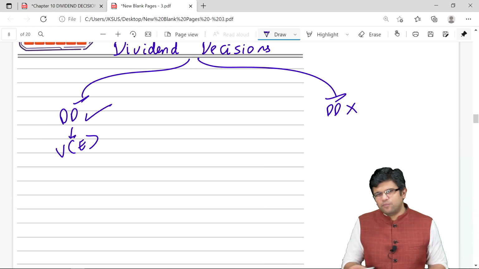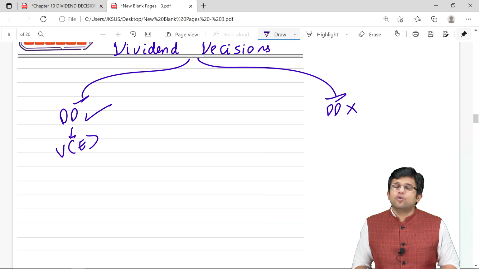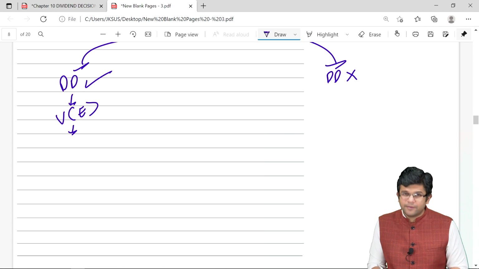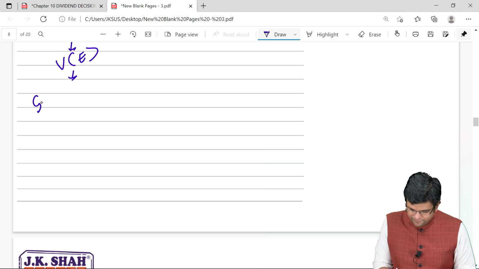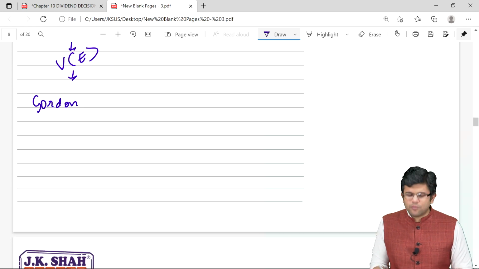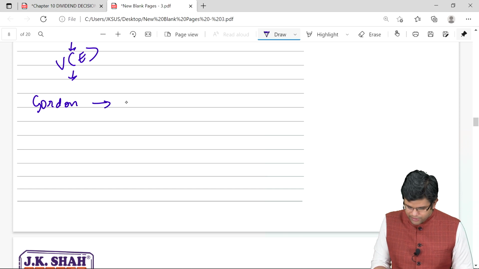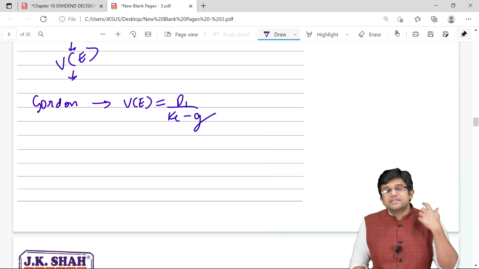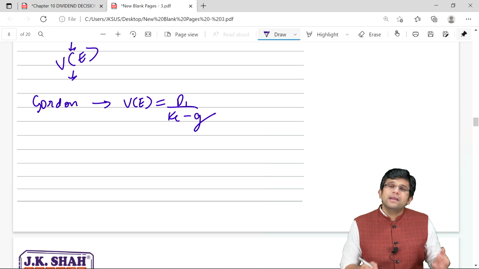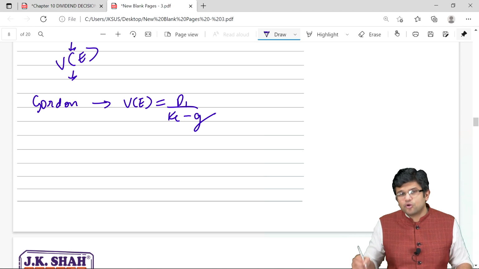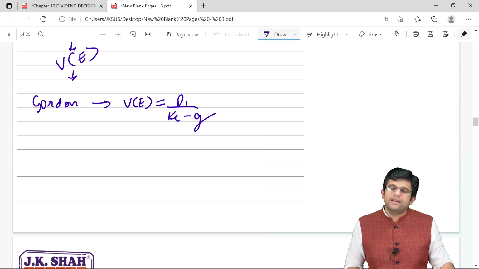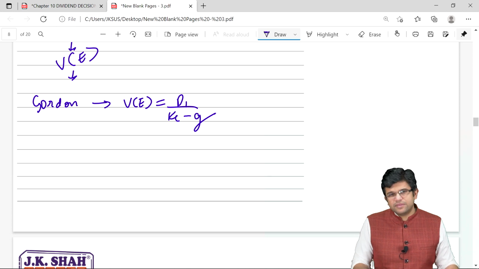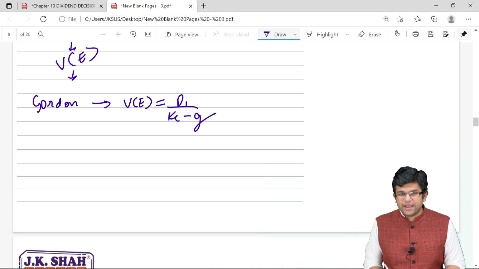Children, we have to study both viewpoints. Both of them have their own individual theories. As far as those who say that dividend decisions matter, first of all, we have Gordon's formula or Gordon's model. Children, Gordon's model says that value of equity is equal to D1 upon K minus G. D1 is the expected dividend at the end of year 1. K is the required rate of return, and G refers to the growth rate in dividends and earnings. Children, with this model we can find out the value of equity as per Gordon.